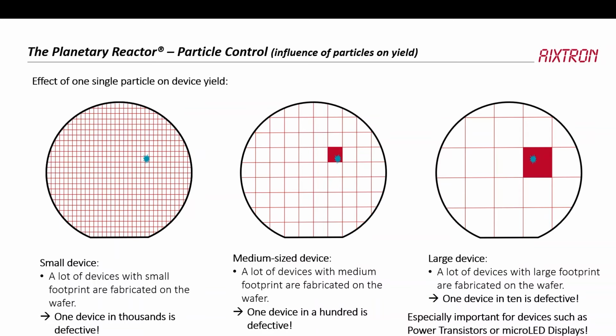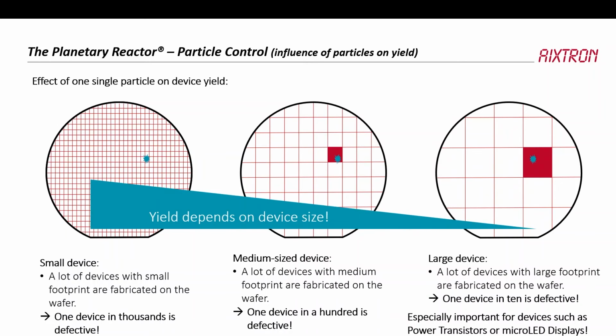Under normal circumstances, you work around the particles, but there are many cases where you can't do this. So you have to avoid them at all costs. So yield depends on device size, and also power transistors are quite large devices, so that plays into it as well.